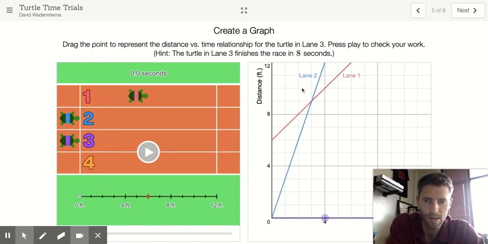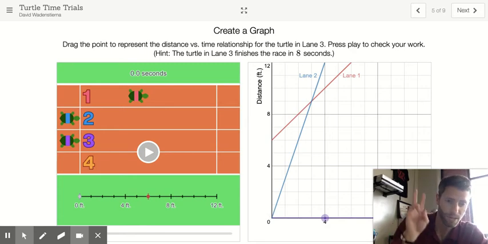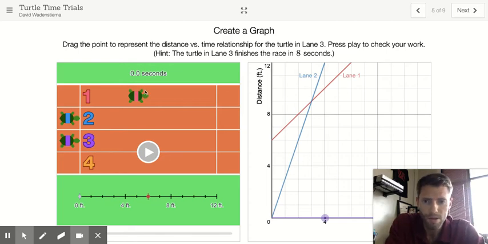This is interesting. So lane 2, notice how the turtle in lane 2 starts at the origin for the graph. That's because turtle 2 starts here at the starting line, which is considered position 0. Notice how turtle 1 starts at, if you go straight down, he's starting at 6. Well, look at his line. Look at lane 1. Notice how it hits the y-axis at 6. That's called the initial value. And it's at 6 for lane 1 because that's where the turtle starts.